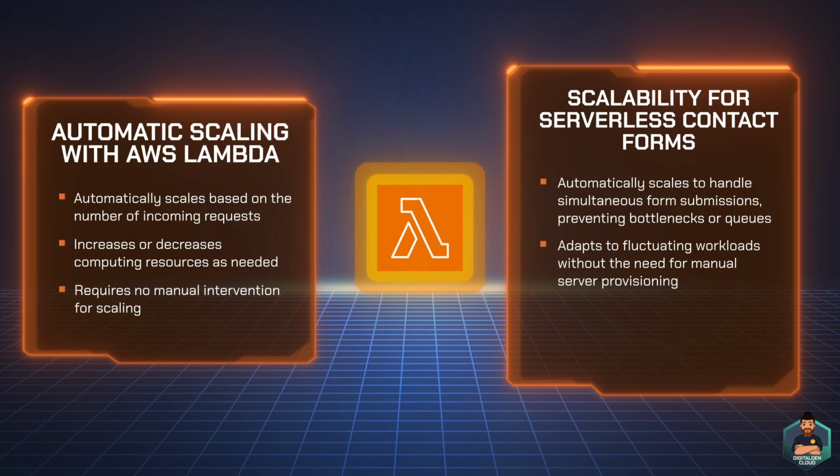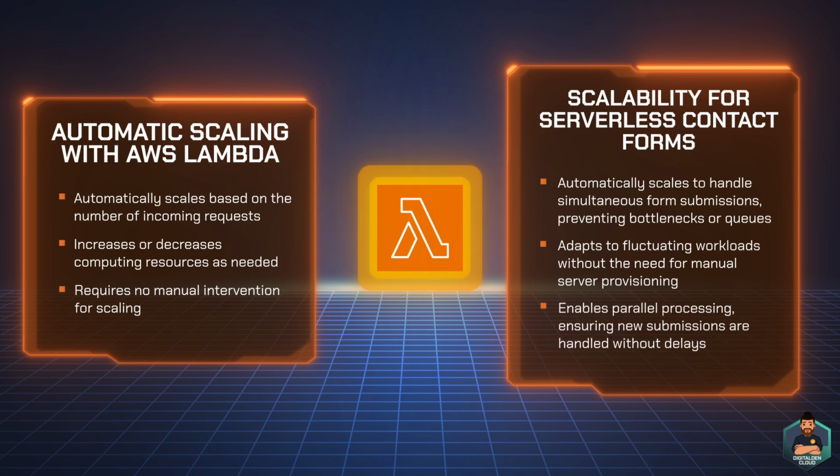And finally, if generating AI content or sending emails takes a few seconds, Lambda can still begin processing new submissions while other instances finish their task. This parallel processing ensures that no submission is forced to wait unnecessarily.